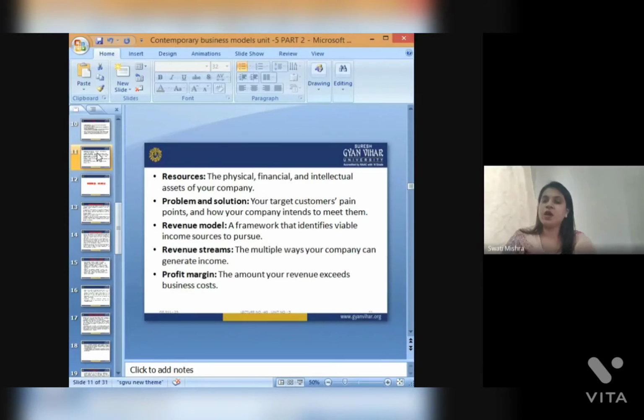And of course, the next is the revenue model, which is nothing but a framework that identifies the viable income sources to be pursued, and the revenue streams, which means the various ways in which your company can generate income. And of course, then comes the profit margin, which is the amount of the revenue which exceeds your business costs, and thus at the end, an organization becomes profitable.